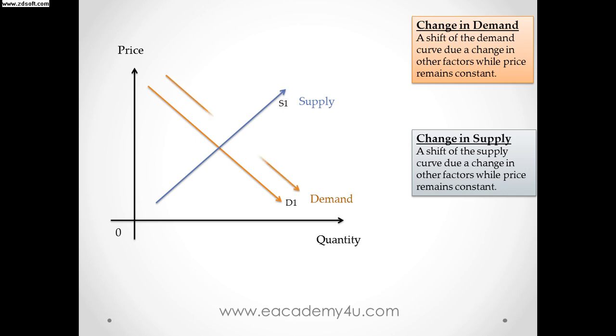Okay, let's have a look. When the demand shifts to the right, that is an increase in demand due to factors other than price. If the demand decreases, it will shift to the left. It is the same with supply. An increase in supply will shift to the right, and a decrease will shift to the left.